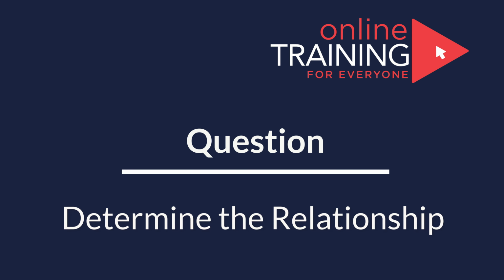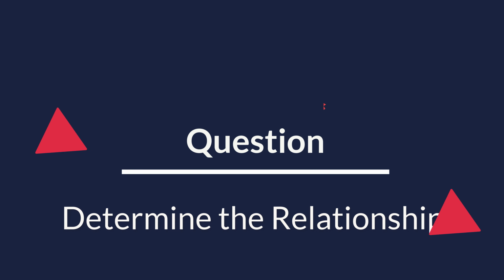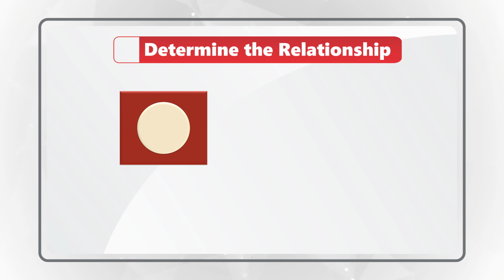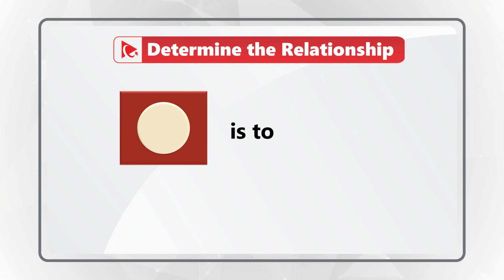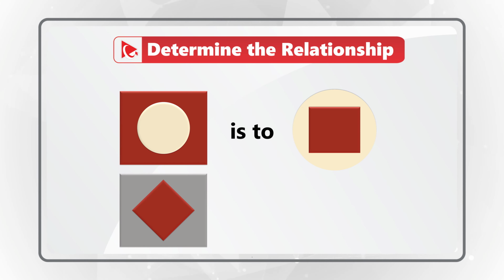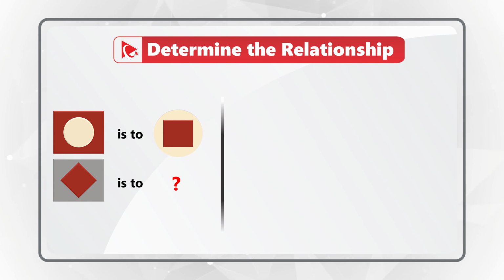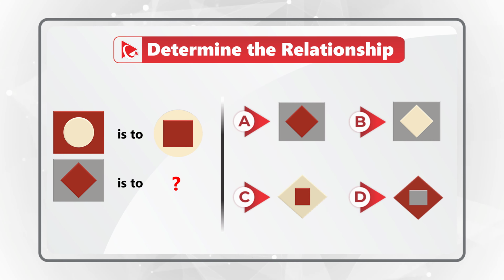Here's an amazing question where you need to determine relationships between the objects. You're presented with the 2 pairs of objects. In the first example, a red rectangle with another object inside has the is-to relationship to the yellow circle, also with another object inside. You need to determine the relationship of the gray rectangle with the red diamond inside and find the missing object among 4 different choices. Choices A, B, C, and D. Take a close look to see if you can come up with the answer.